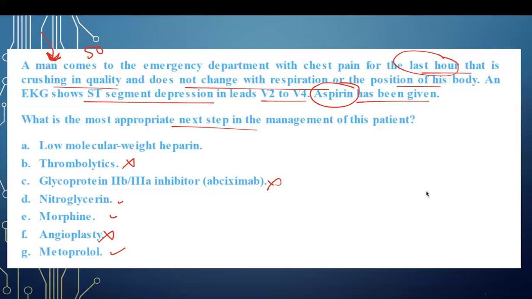Ticagrelor is not a treatment of ST elevated MI, Dr. Shabir. There will be some better option than ticagrelor.